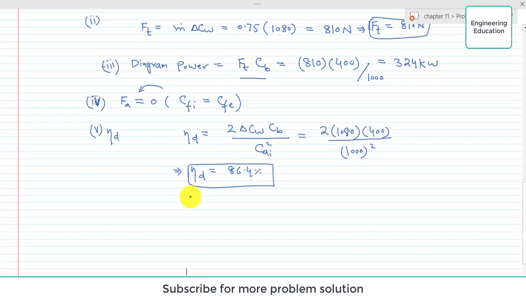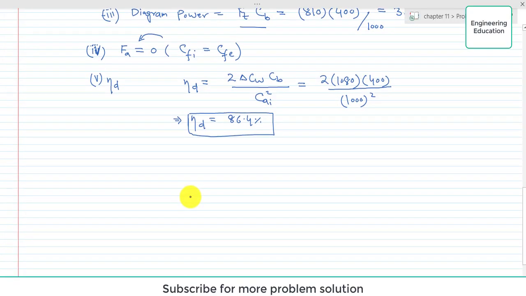Also, with friction in the blades, the relative velocity at exit will be calculated from the expression CRE is equal to 0.8 of CRI. This is the value of K. So putting the values, CRE will be equal to 0.8, the value of CRI is 639 as calculated earlier. Simplifying this, the value of CRE is 511.2 meter per second.